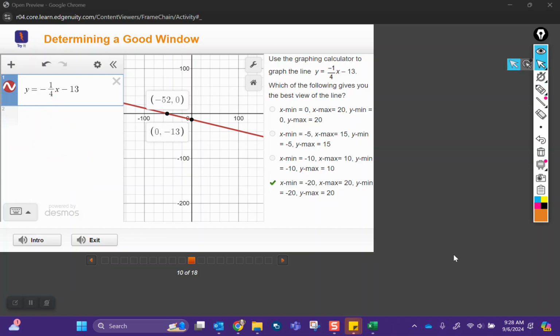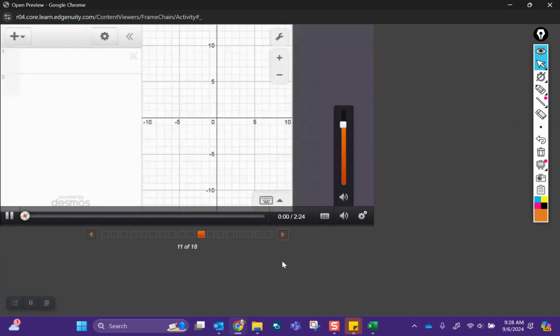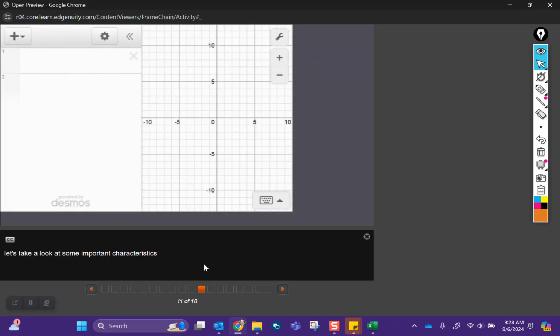Okay, so let's keep skipping through this. I'm going to do closed captioning too. Characteristics. Okay, he talks about increasing and decreasing, kind of watching the x values go up as the y values are also going up.